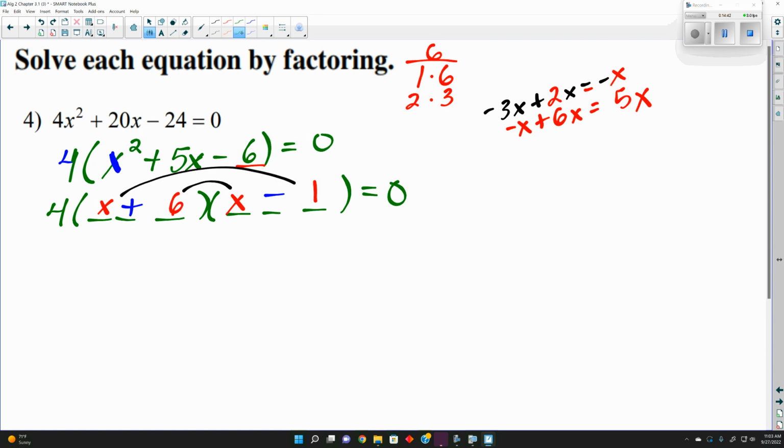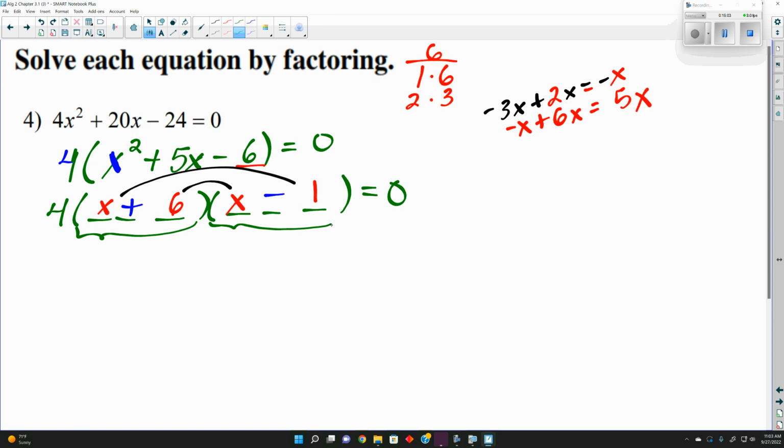Now we said any two or more things that multiply together to equal 0, one of them must be 0, yes? So I know for x plus 6, we can plug in a value of x to make that 0, yes? Because we can set x to be a certain value to make that 0. The same with x minus 1, yes?